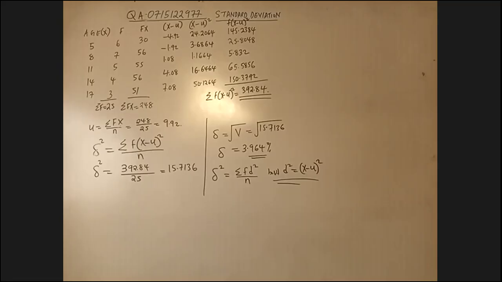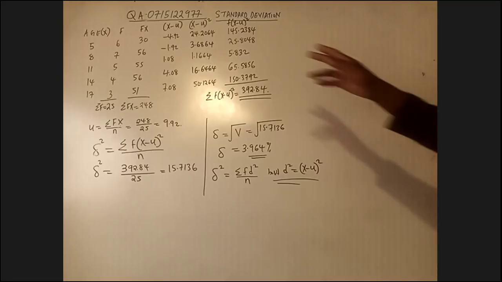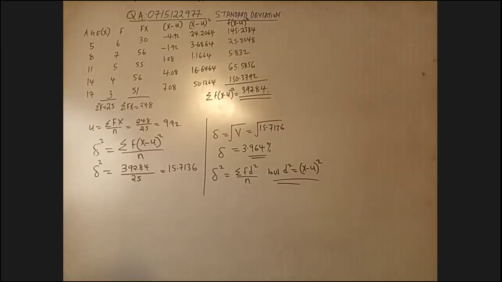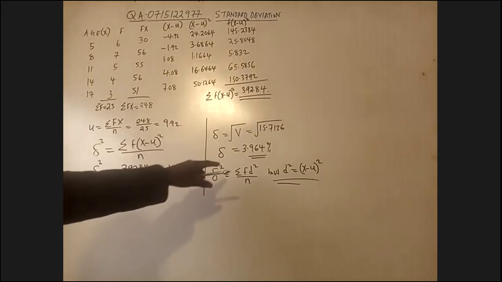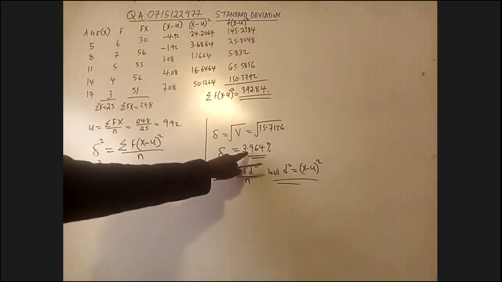The same question. We are doing this one on the board, but with the same... We want to get this. So mark this down. 3.964. I'm rounding up to 3.9 something. So we need to get this answer.